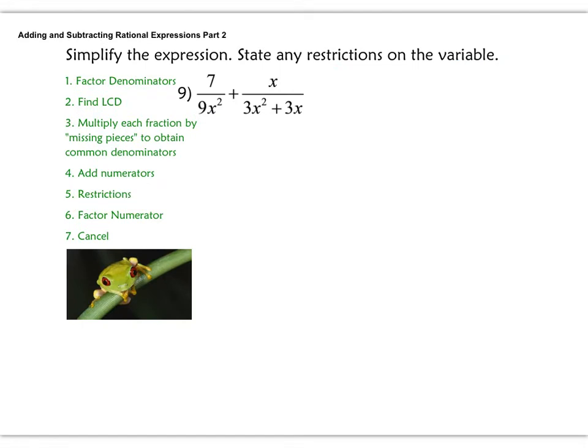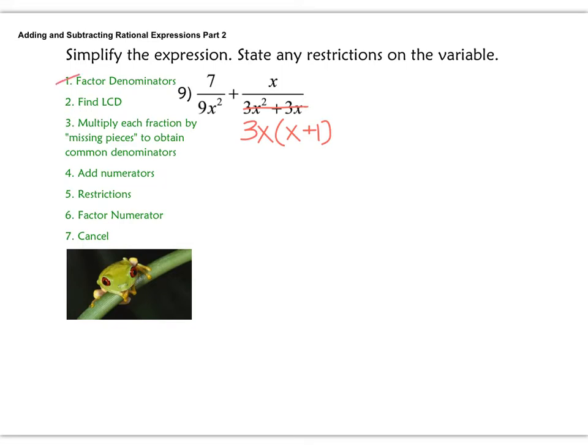All right, number 9. Okay, no minus sign to distribute, so we don't have to worry about that. So step 1, factor denominators. That first one does not factor. The second one, I can take out a 3x, which would leave x plus 1. Don't forget that 1 there. All right, so that was step 1.